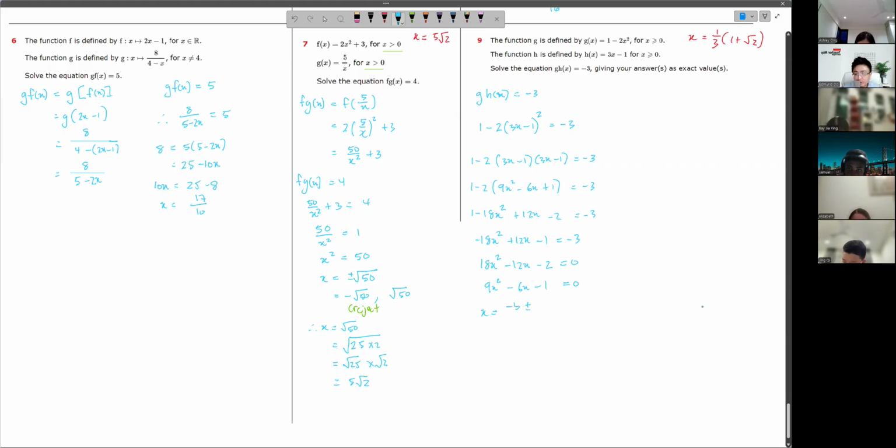Minus b plus minus square root of b squared minus 4ac over 2a. So which means that a equals 9, b equals negative 6, c equals negative 1. So this will be negative of negative 6 plus minus square root of negative 6 squared minus 4 times 9 times negative 1.